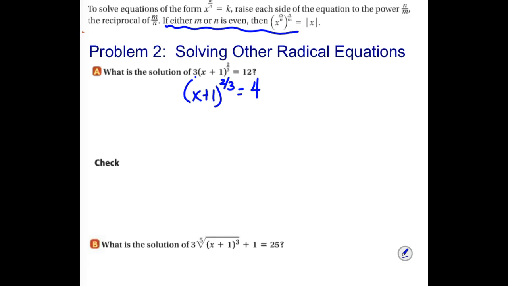So we have a 2/3 power. That means we are taking x plus 1 and we are squaring it, right? We're raising it to a second power, and then we are going to cube root it. Okay? To undo that, I need to use the reciprocal power. So I am going to raise both sides of my equation to a reciprocal power, in this case a 3/2.